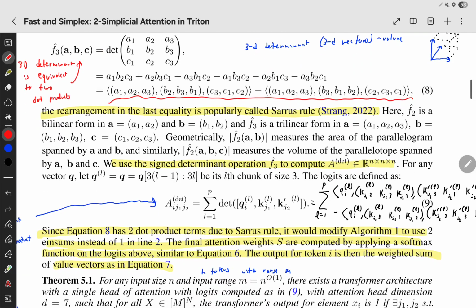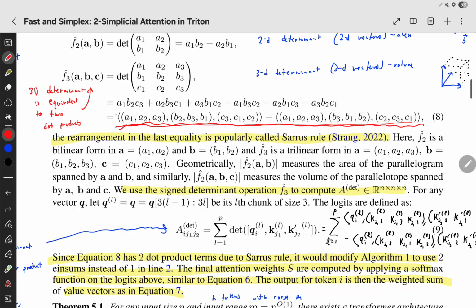So instead of what we had above, where every attention score is defined by the inner product of q, k, and k prime, we're going to define every attention score as the determinant of q, k, and k prime. And that's because the determinant is rotationally invariant. Literally all you're doing is replacing the inner product operation with this determinant operation. And from above, we know that this determinant operation is the same as two inner products. One inner product here, and one inner product here.